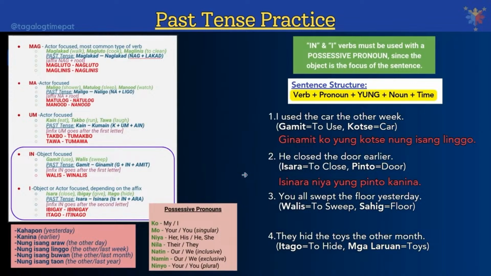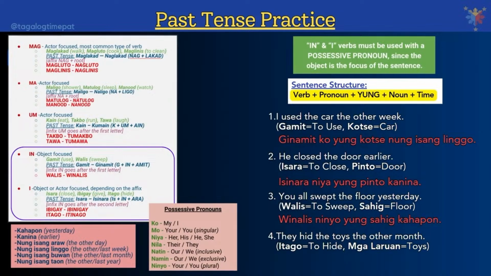Okay, number 3, you all swept the floor yesterday. Walis means to sweep. Sahig means floor. Winalis ninyo yung sahig kahapon. Winalis ninyo yung sahig kahapon. You all swept the floor yesterday.